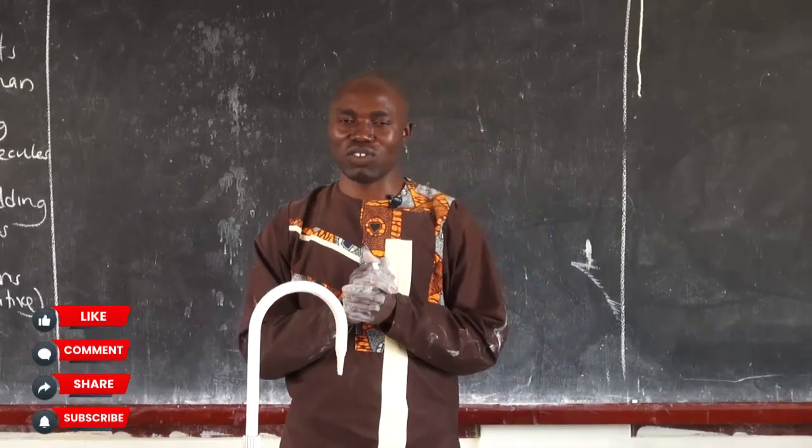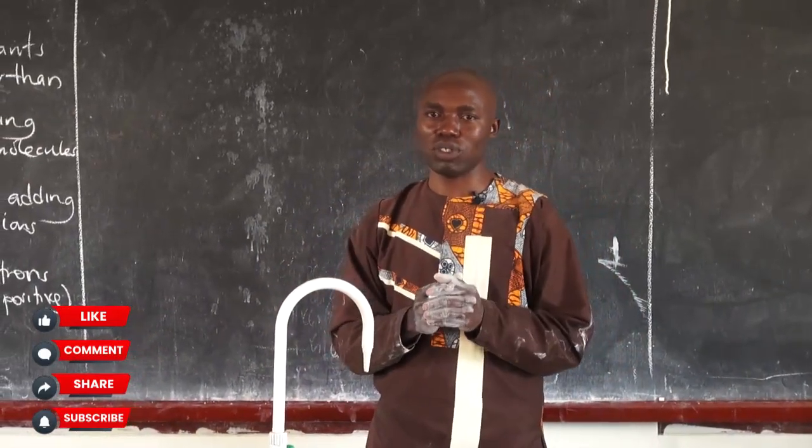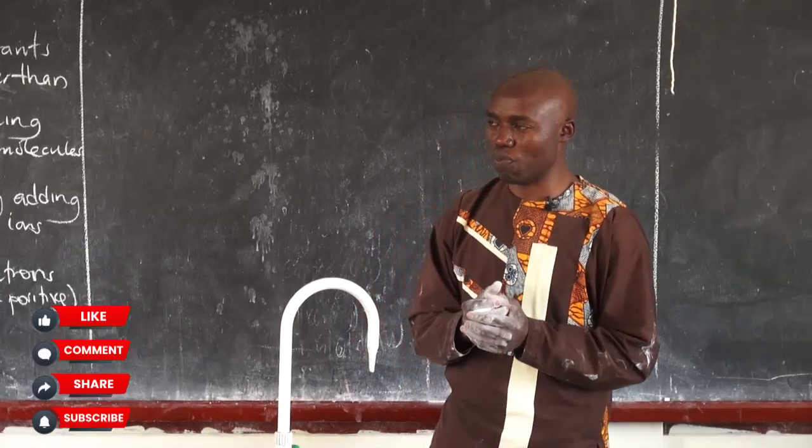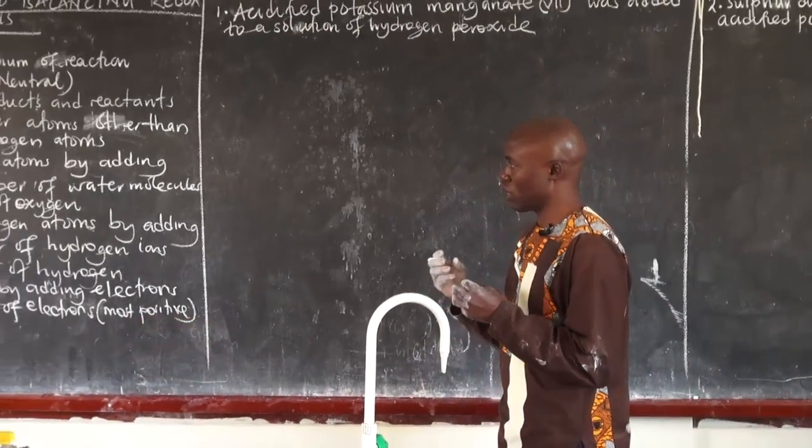So let's dive into this. We shall be very brief, just about 2 or 3 examples, then you'll be set to go. So let's look at the steps. How do you write a redox equation?